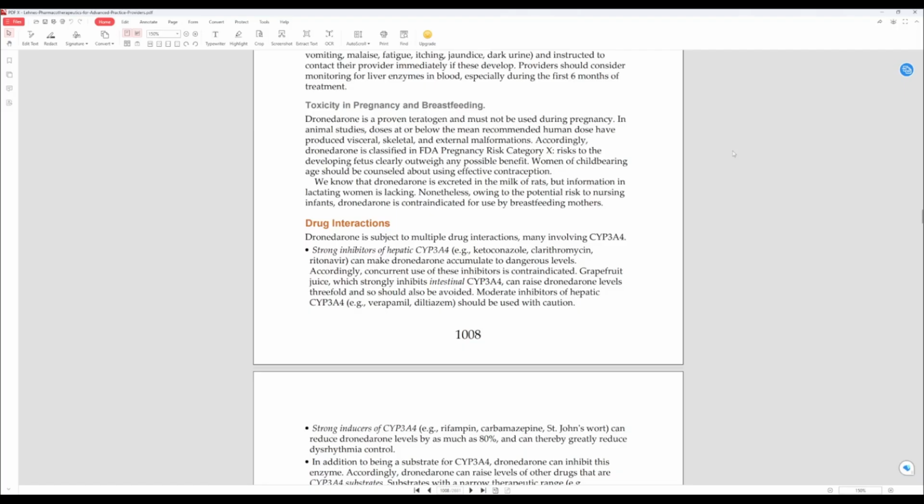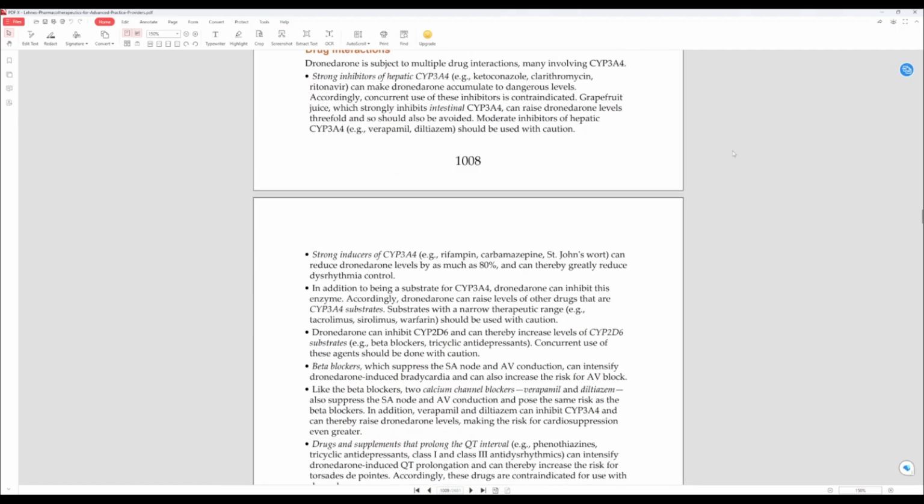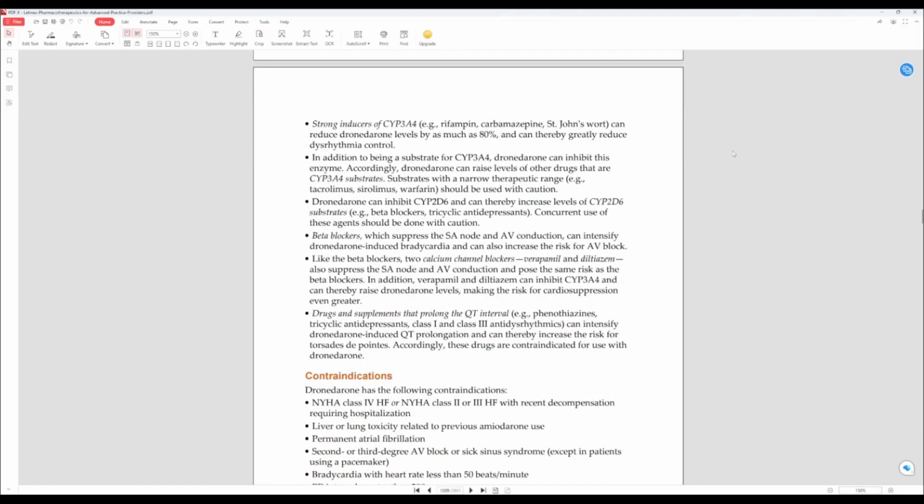Drug interactions. Dronedarone is subject to multiple drug interactions due to its metabolism by CYP3A4. So, strong inhibitors of CYP3A4 can make the medication accumulate to dangerous levels. Accordingly, concurrent use of these inhibitors is contraindicated. Again, if we're thinking of grapefruit juice, moderate inhibitors of hepatic CYP3A4 should be used with caution, and strong inducers can reduce dronedarone's level by as much as 80% and can therefore greatly reduce dysrhythmia control.